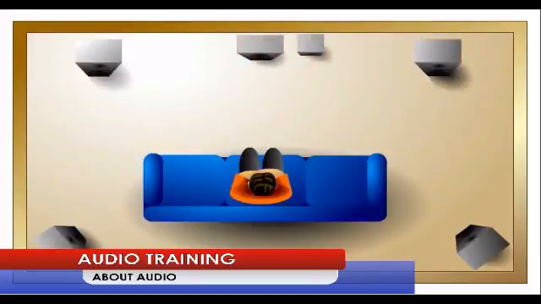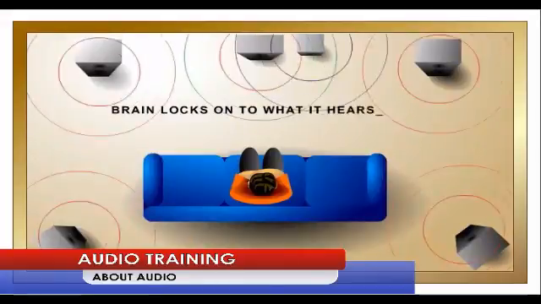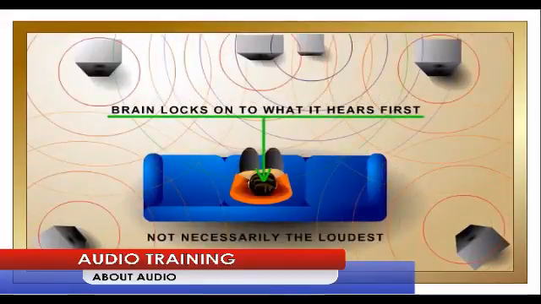Surround sound manipulates the way the brain perceives direction, distance, and space. The brain locks onto what it hears first, not necessarily the loudest.